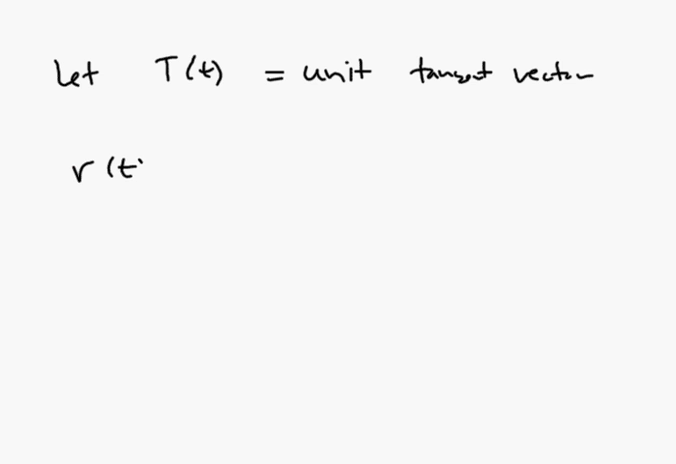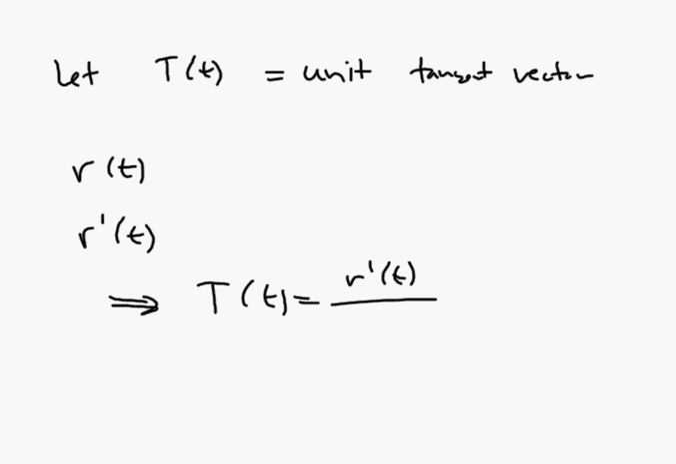One more thing we need to say. We're going to say let capital T of t equal the unit tangent vector. We know we can find that because if we have a function r of t, we can get the tangent vector by finding r prime of t. Well, that implies that T of t would be r prime of t over the norm of r prime of t. So there you go. That's the unit tangent vector.